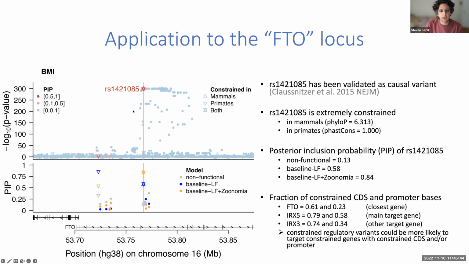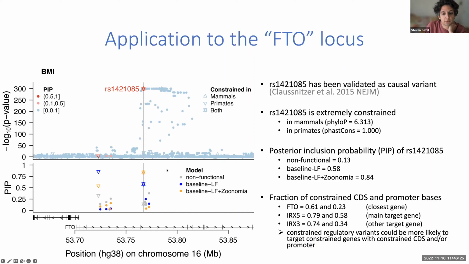So really briefly, I will highlight the results in the FTO locus. I'm highlighting these results first because it's one of the most famous examples in GWAS, and also because we know pretty well the causal SNP, which is rs1421085. What we observed is that when we just add the Zoonomia scores, we were able to increase the probability of being causal from 0.13 with no functional annotation, to 0.58 with the default annotation, and 0.84 with the Zoonomia score. And it's because this variant is extremely constrained in both mammals and primates.